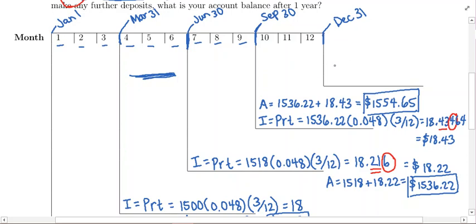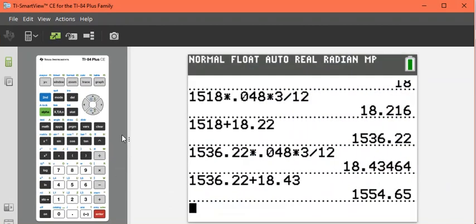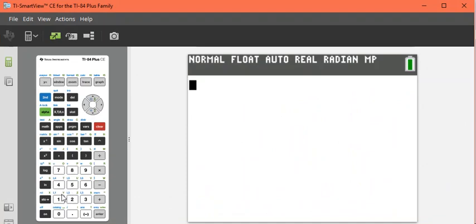All right, so let's do this here. We've got our principal times our rate times our time. So it's going to be $1,554.65 times the interest rate times the time. October, November, December, also a 3-month period, so your time's going to be 3 out of 12. Go to your calculator. Let me go ahead and clear this. We're getting kind of far down there.